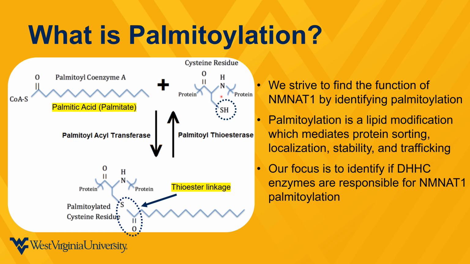And as you can see, this thiol group reacts with this acid to form a thioester linkage, as you can see down here. And this is when the protein is now palmitoylated. And we strive to find the function of NMNAT1 by identifying if it is palmitoylated or not and has this thioester linkage, this 16-carbon lipid addition. And our focus is to identify if DHHC enzymes specifically are responsible for this NMNAT1 palmitoylation.